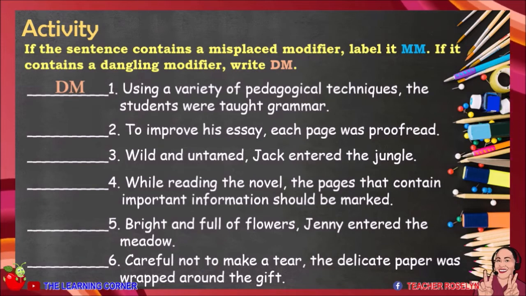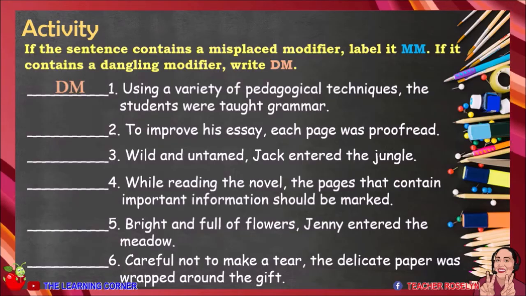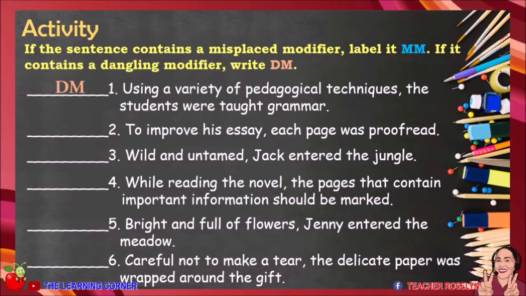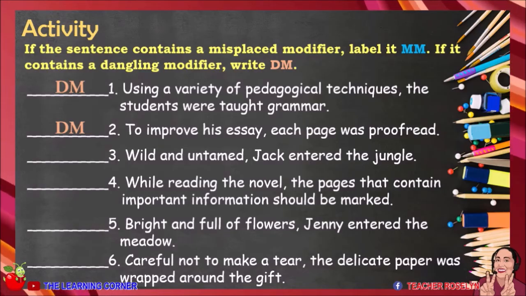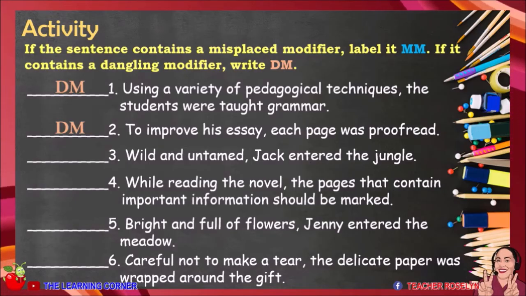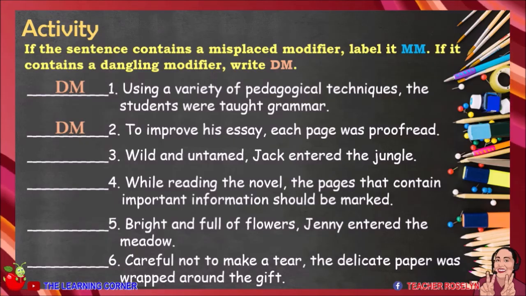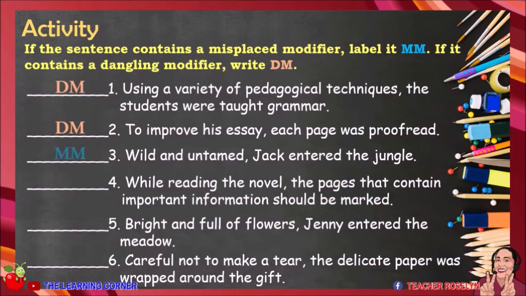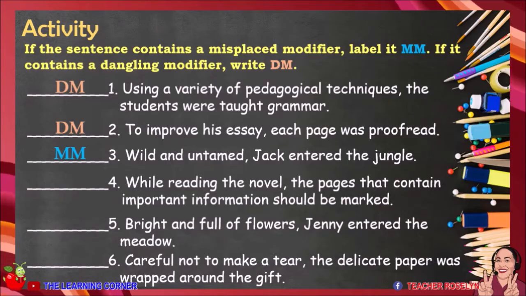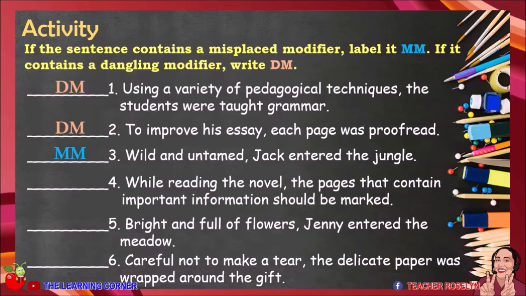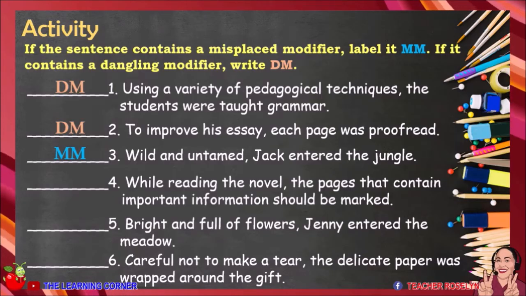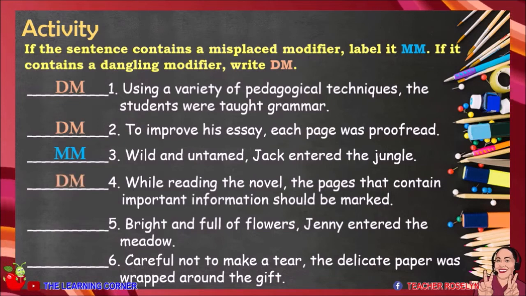Number 2. To improve his essay, each page was proofread. Answer: dangling modifier. Number 3. Wild and untamed, Jack entered the jungle. Answer: misplaced modifier. Number 4. While reading the novel, the pages that contain important information should be marked. Answer: dangling modifier.